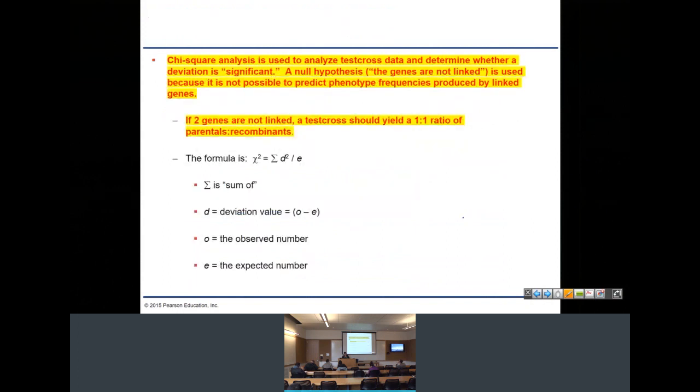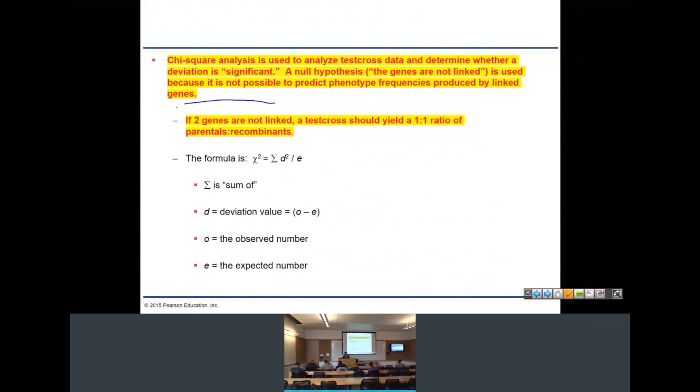Let's move on. Another thing that you need to do to construct a genetic map is statistics. We've already talked about the chi-squared analysis, right? We talked about taking the number expected, the number observed, the subtraction, the squaring, and all that, and the degrees of freedom.